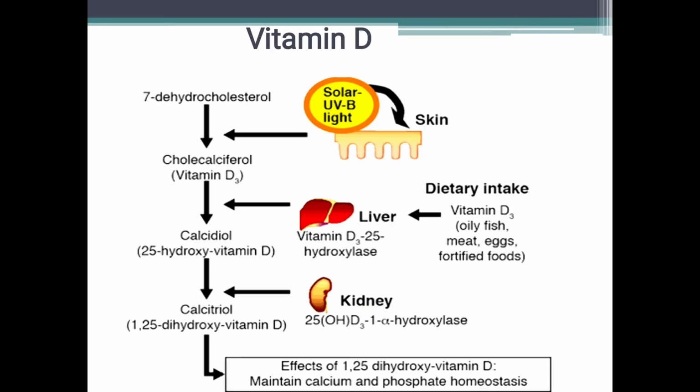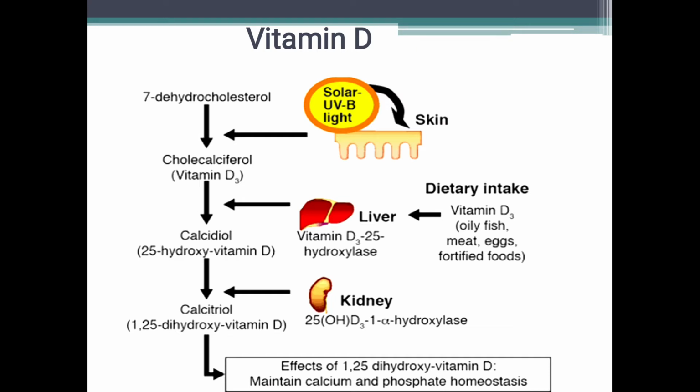So first we will see the vitamin D, that is calcitriol. We will see the steps of how this active form of vitamin D is formed. In the skin you have the 7-dehydrocholesterol. This 7-dehydrocholesterol is converted into cholecalciferol by the action of the UV rays from the sun. When the UV rays fall on the skin, this 7-dehydrocholesterol will be converted into cholecalciferol.